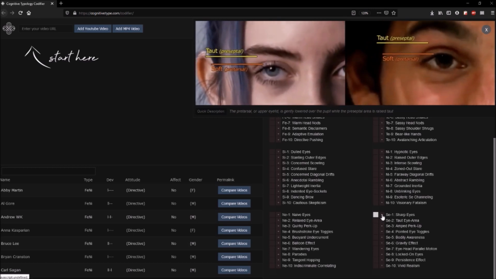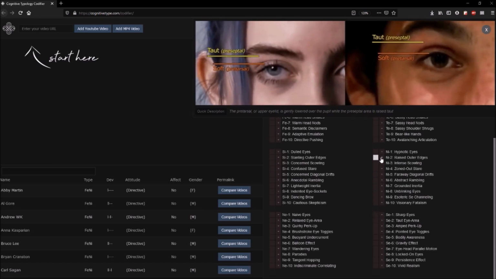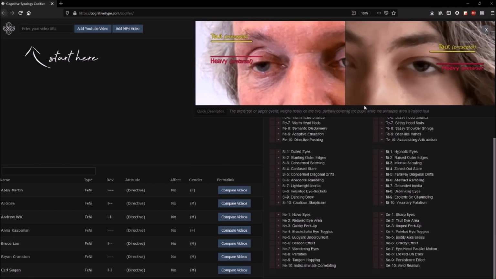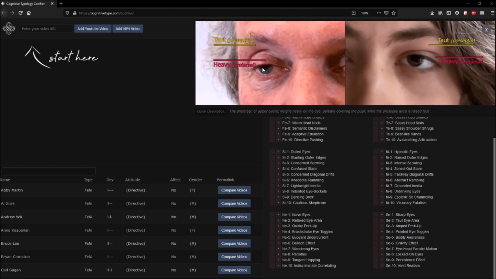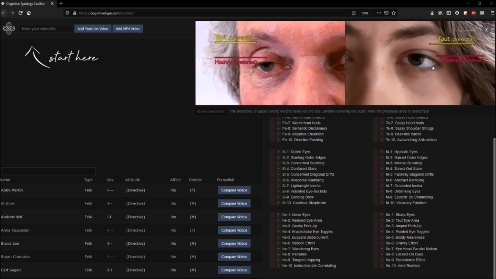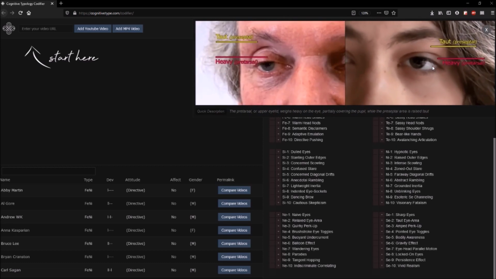However, it is nowhere near the extent that we see it in NI1, which is the hypnotic eyes. If you notice here, the heaviness of the pretarsal region covers, in this case, about half of the pupil. And here we see about a third of the pupil. Nonetheless, the heaviness of the eye is significant because there's less attentiveness.